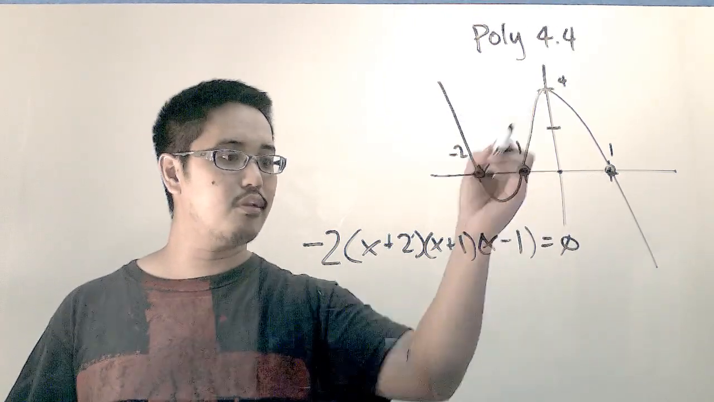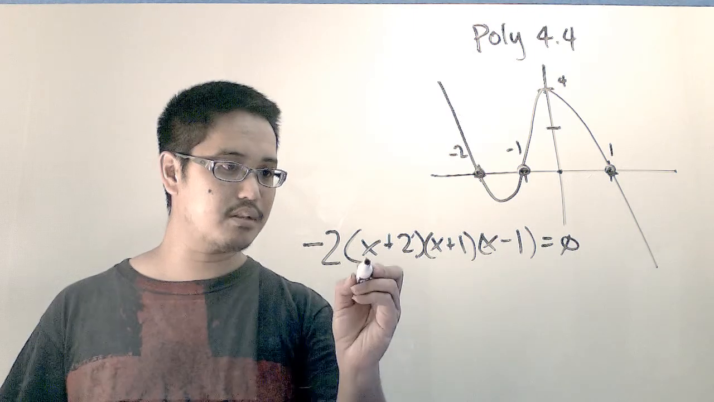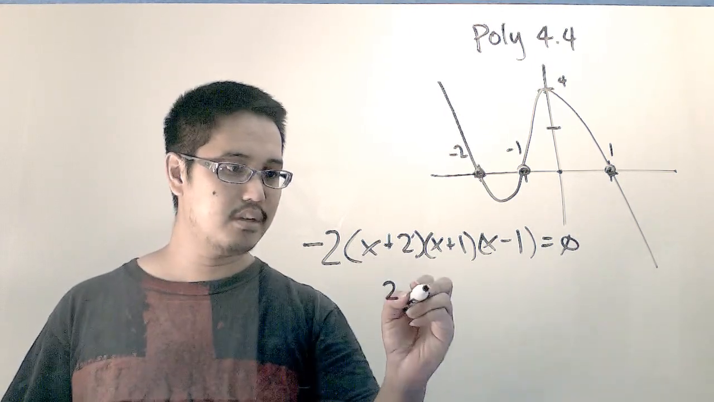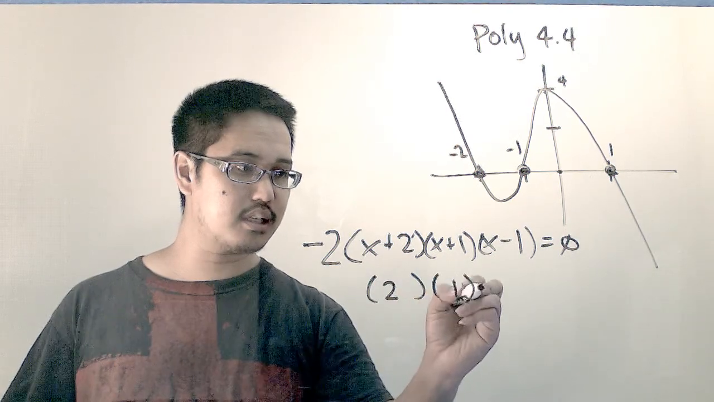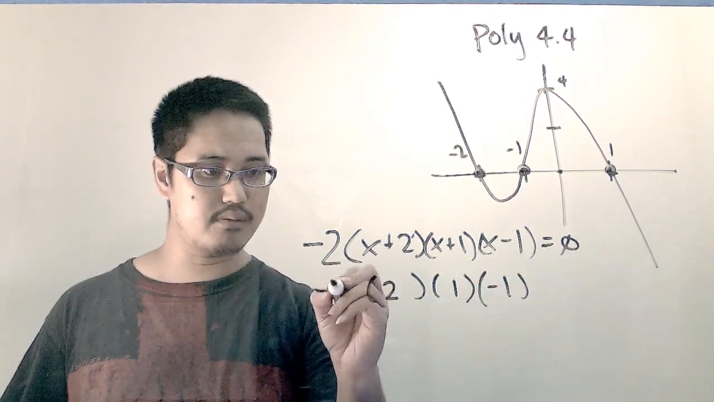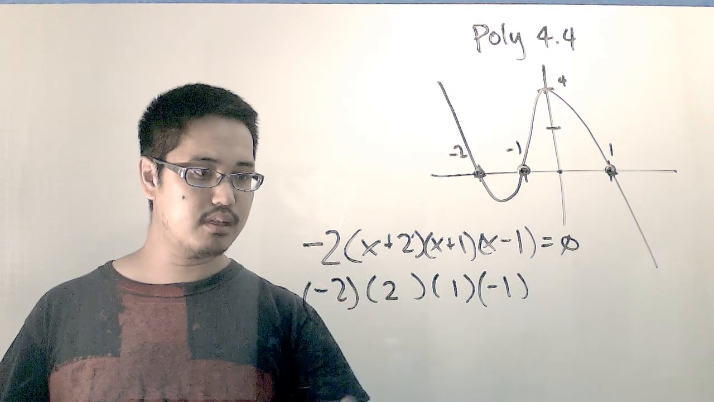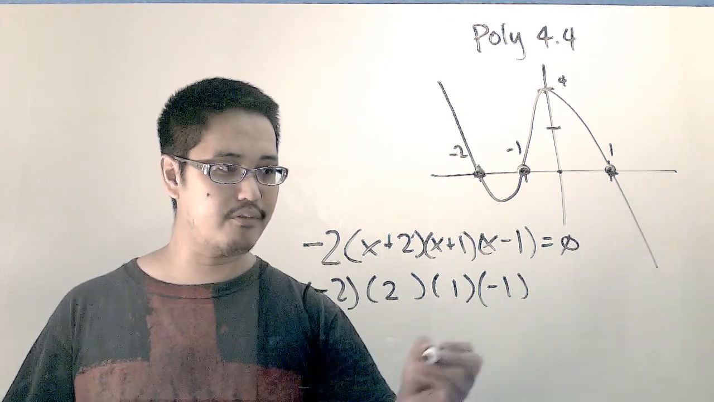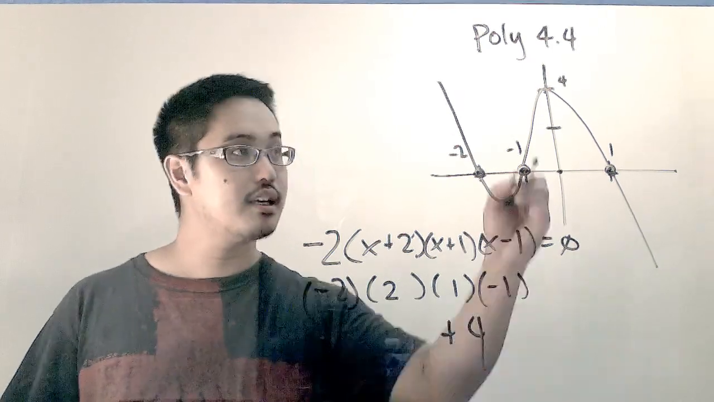I should get 4. If I plug in x equals 0, what do I get? So I've got 2, because that's 0 plus 2, times 1 times -1 times -2. Alright, so that's -2 times +2 is -4, times 1 is -4, times -1 is +4. That's what I get.